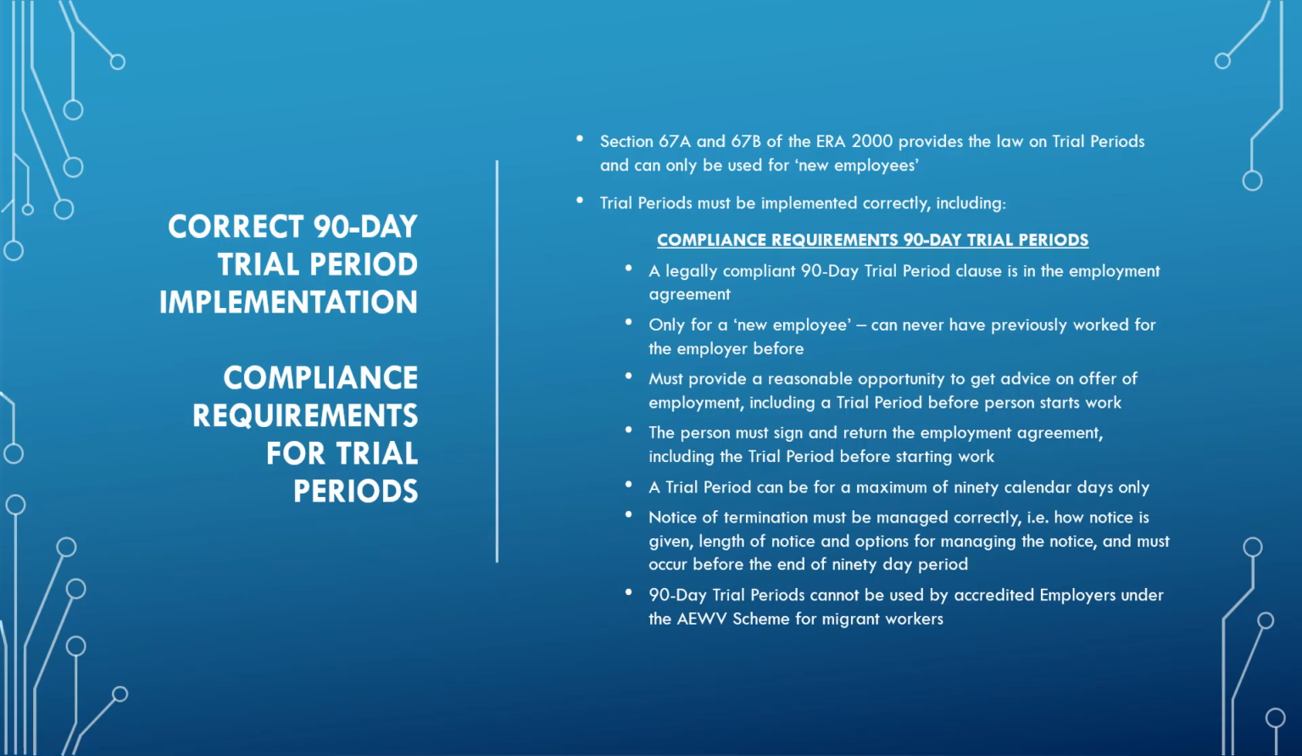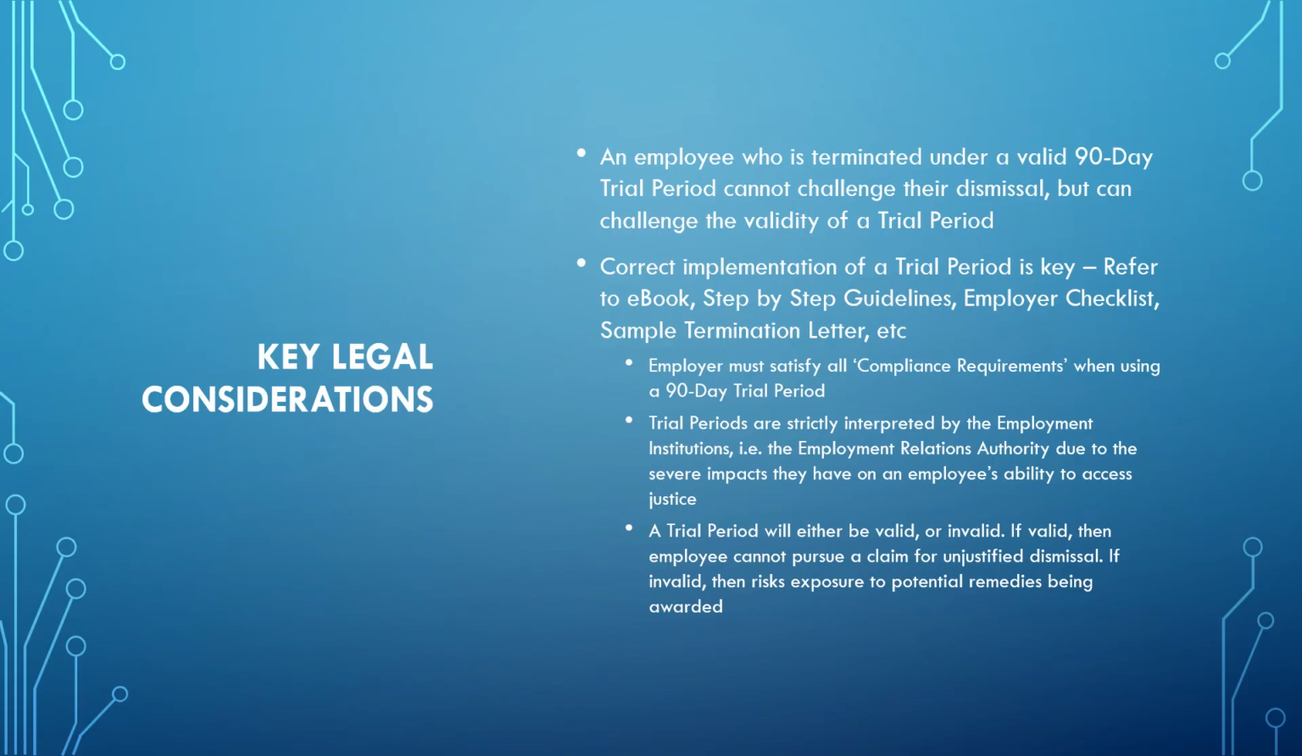The final requirement there is that 90-day trial periods cannot be used by accredited employers under the Accredited Employer Work Visa Scheme, which is for migrant workers. There have been changes to immigration policy, I think in 2023, which now preclude the use of 90-day trial periods in those circumstances for migrant workers or migrant employees.